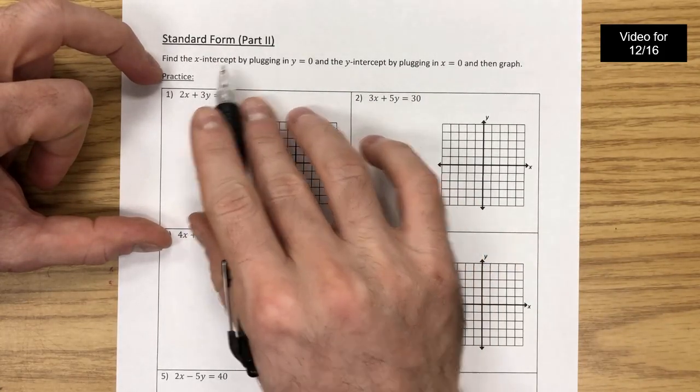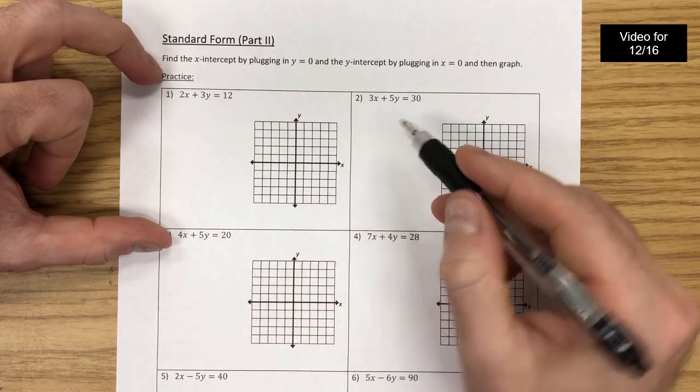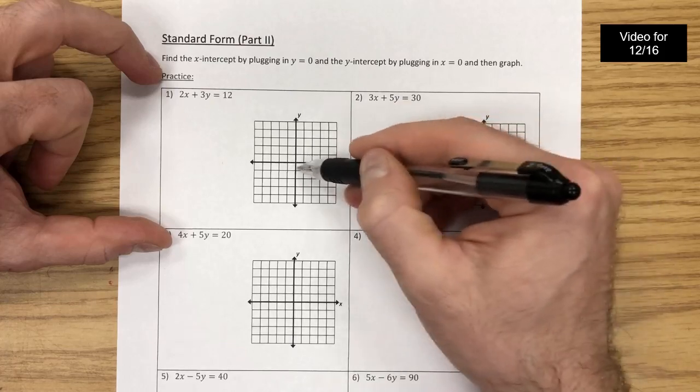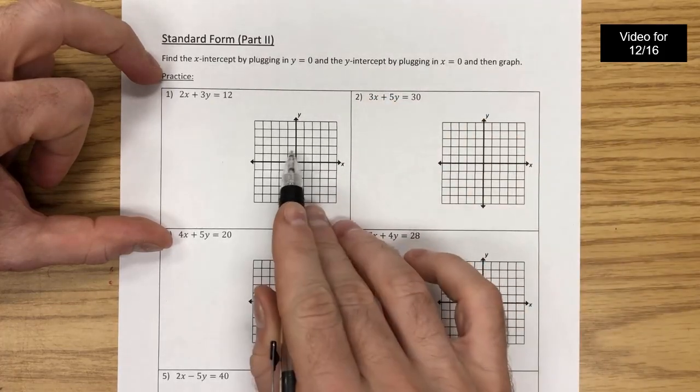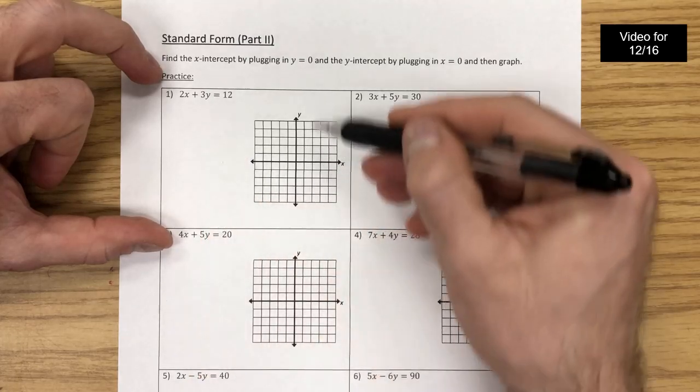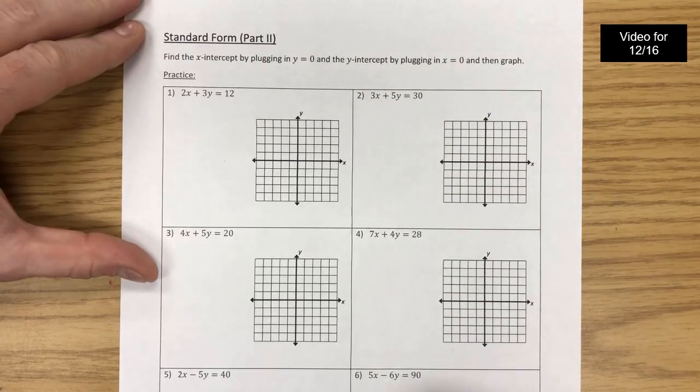The only thing we need to find is the x-intercept, where it crosses my x-axis. We plug in a y of 0 because there is no height on the x-axis. Then we'll find the y-intercept by plugging in x of 0 because there is no movement to the left or right on the actual axis. So let's see what that looks like in motion.